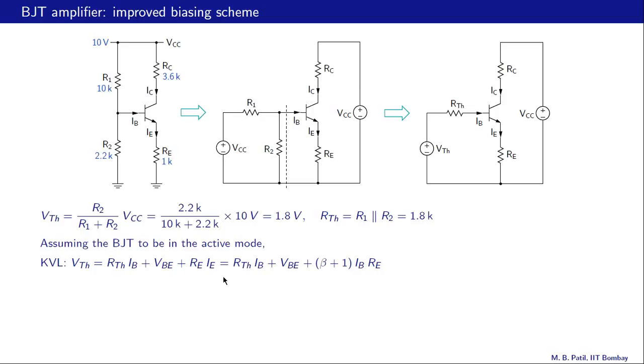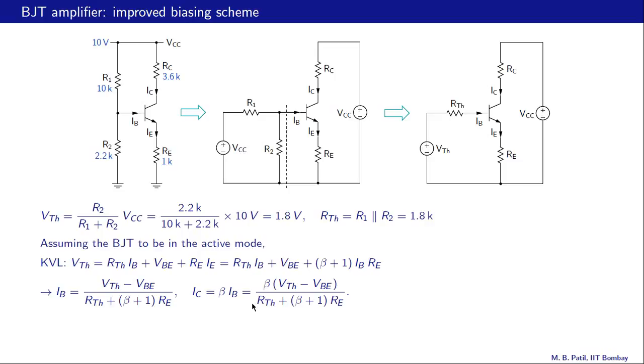Alright, we can now solve this equation for IB, and we get IB equal to VTH minus VBE divided by RTH plus beta plus 1 times RE. Now the collector current in the active mode is simply IB times beta, and therefore we get this expression for IC. All we need to do is simply multiply this expression here by beta.